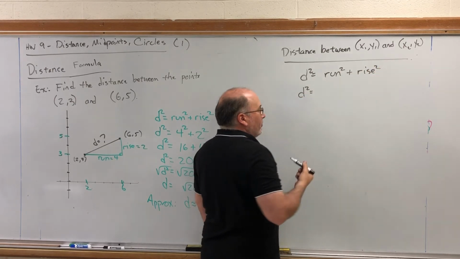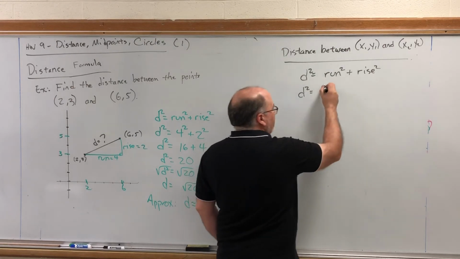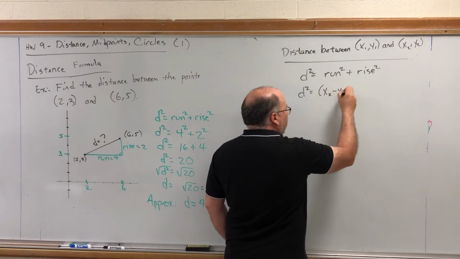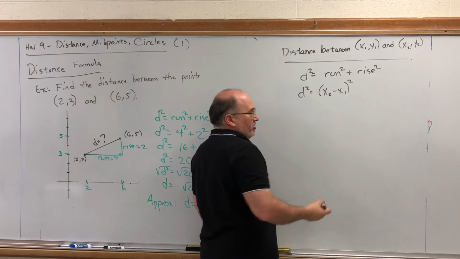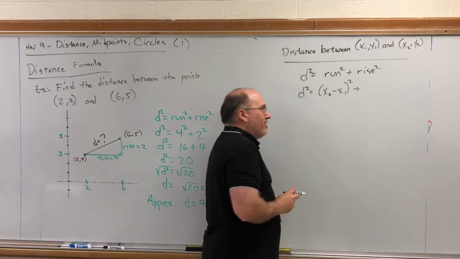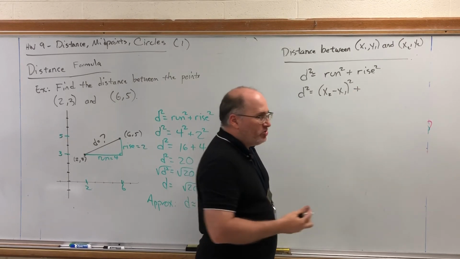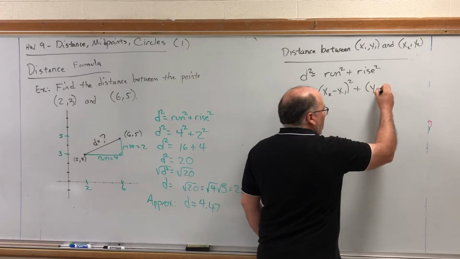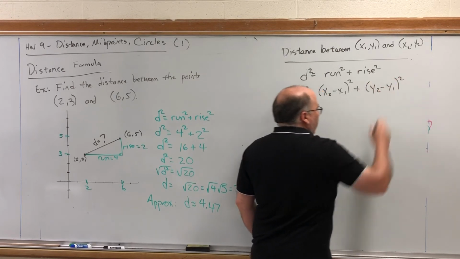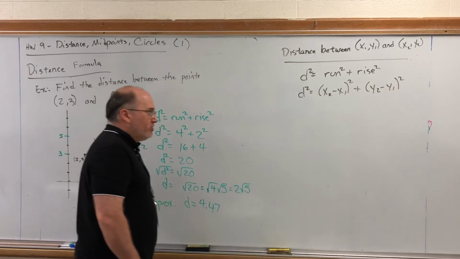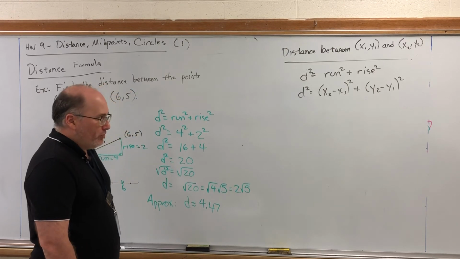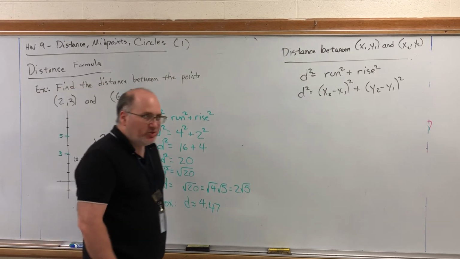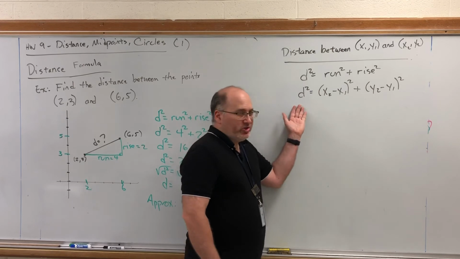But when you calculate the run when finding slope, it's just the second x minus the first x. So that difference gets squared. And when you calculate the rise when finding slope, it's just the second y minus the first y. And that gets squared. And that almost gives us our formula. I say almost because we want a formula for distance, not for the square of the distance.